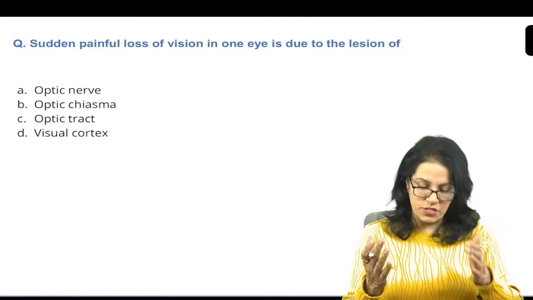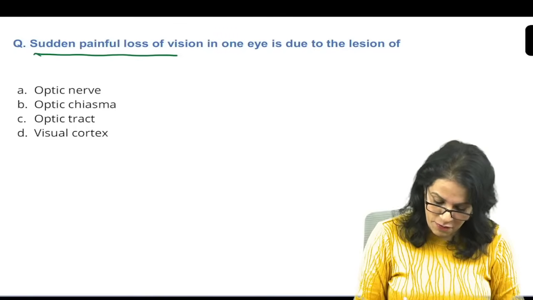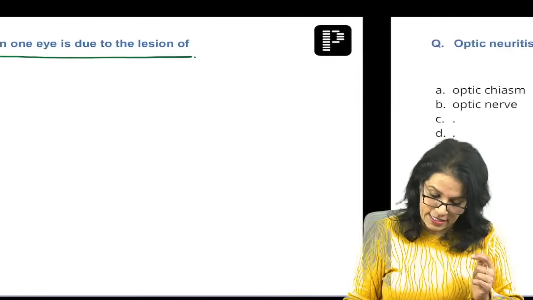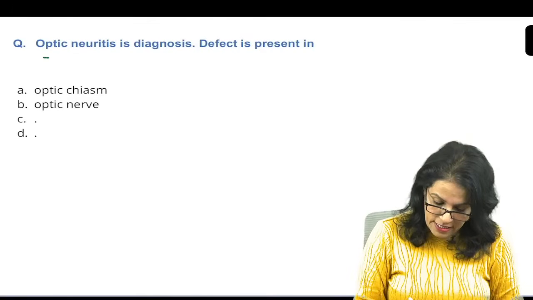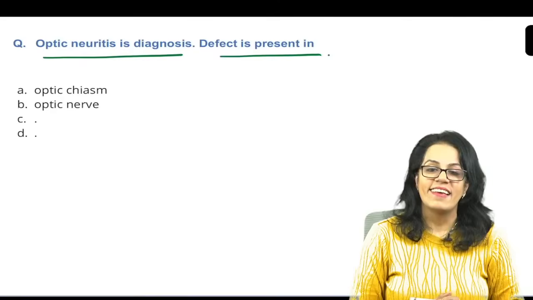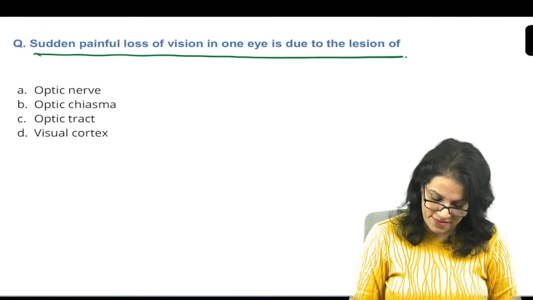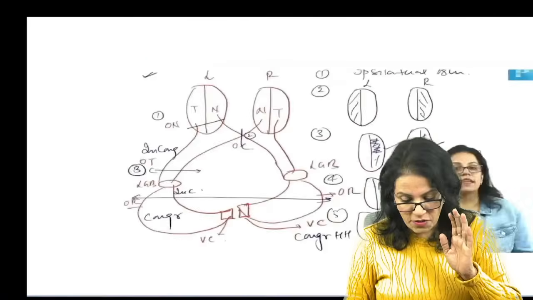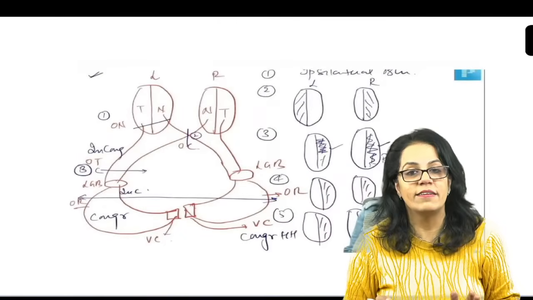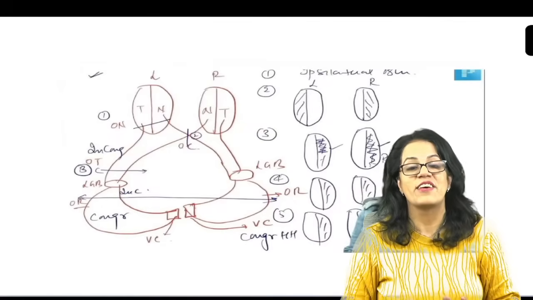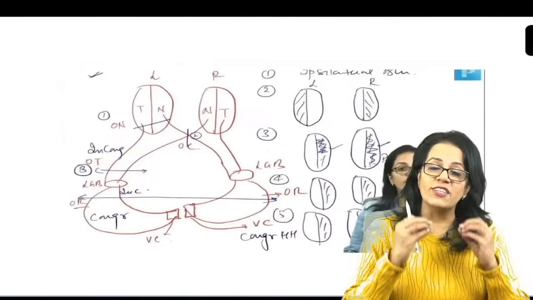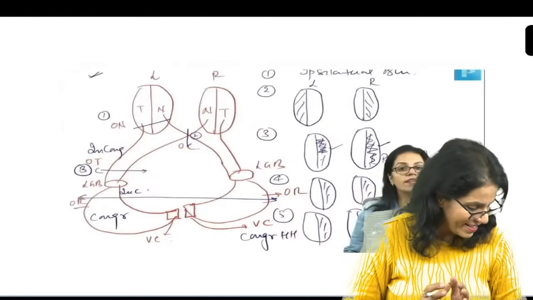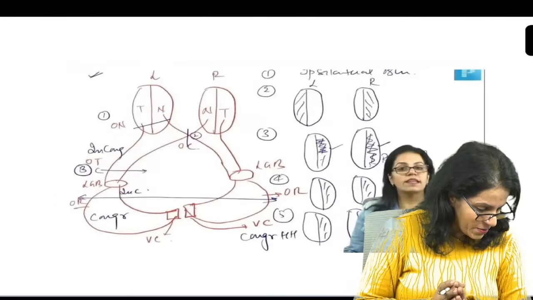Then coming to the next question, I got one version here, sudden painful loss of vision in one eye is due to lesion. Painful loss of vision only in one eye. And the second version of the question is, optic neuritis is the diagnosis, where is the defect? What is the answer for both? Optic nerve, right? So we are talking about optic nerve. Again, lesions of visual pathway were discussed in detail in the class, revised so many times, I think in every session of mine I discussed this, and this diagram you must be very, very familiar with. So, this was the question.